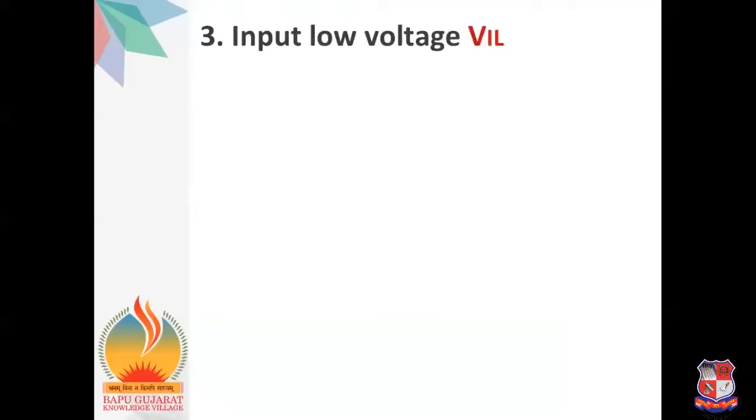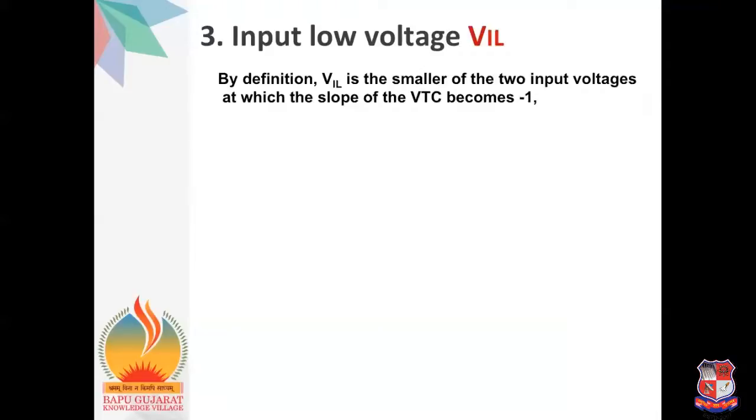So now next we'll find out the input low voltage VIL. To find out the input low voltage, VIL is the smaller of the two input voltage values at the slope. By definition, VIL is the smaller of the two input voltages at which the slope of the VTC becomes -1. It means dVout/dVin equal to -1.